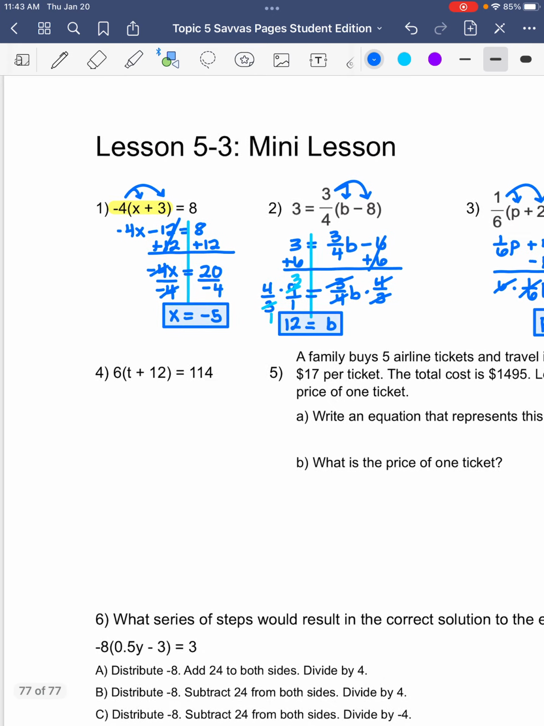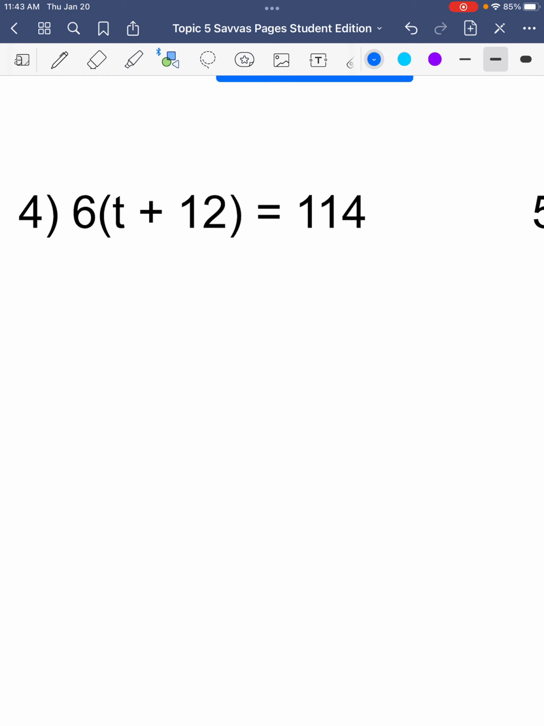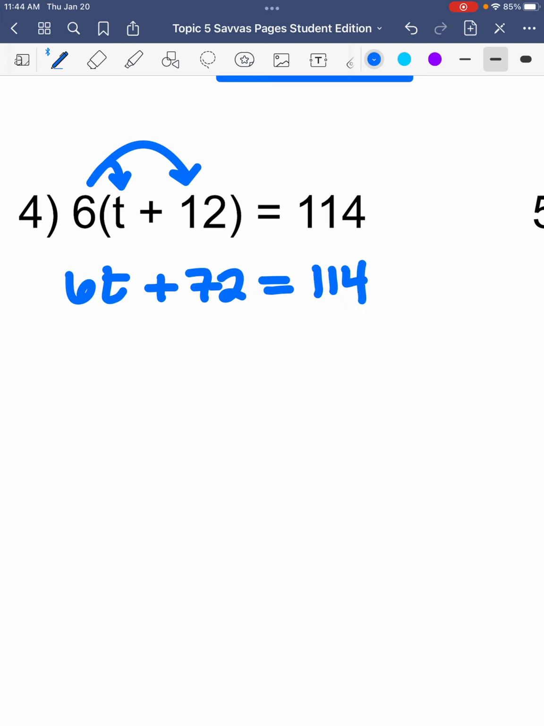Okay, moving on to number 4. So number 4, we've got to get rid of the parentheses, and we're going to use the distributive property. So first I'm going to multiply 6 times t. 6 times t is 6t. On the other side, now I've got to multiply 6 times 12, and 6 times 12 is 72. So I have 6t plus 72 equals 114.